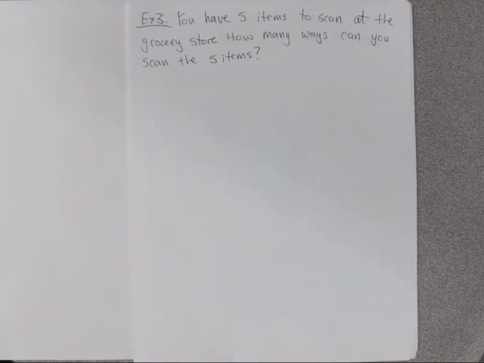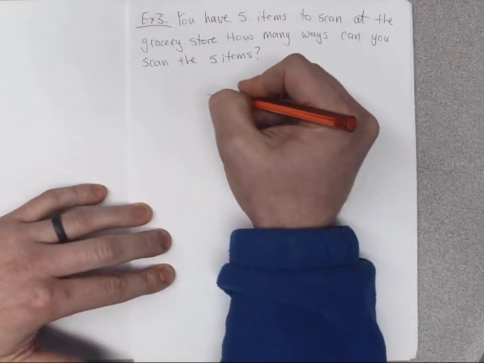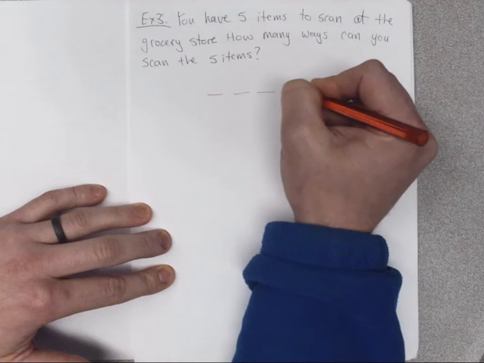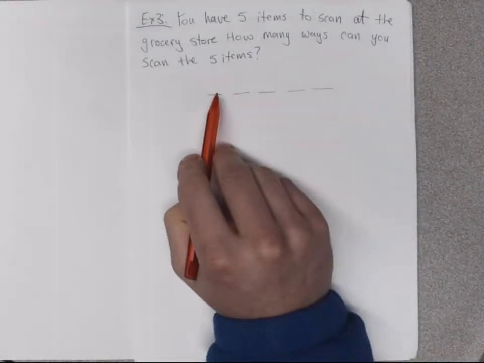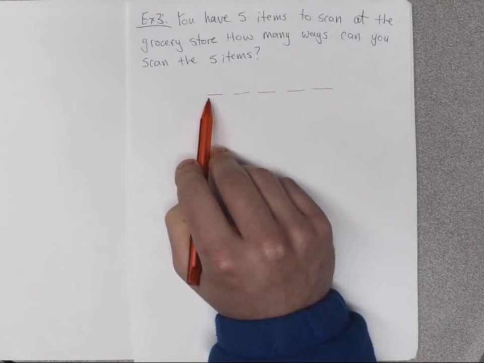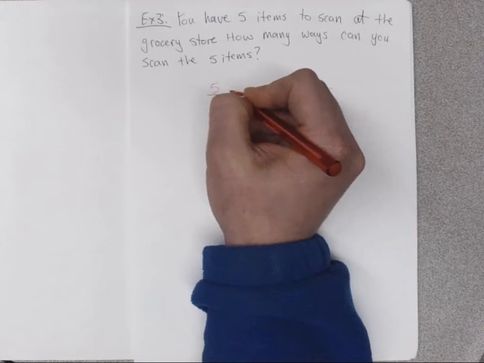Same thing. Pause the video and write this down. Try it yourself. Example 3. You have 5 items to scan at the grocery store. How many ways can you scan the 5 items? Let's do the same exact thing we just did. We know we have 5 spots available: 1, 2, 3, 4, 5. This is our first item we're going to scan. How many possible items are there that we can scan? Well, there's 5. We haven't scanned anything yet, so 5.